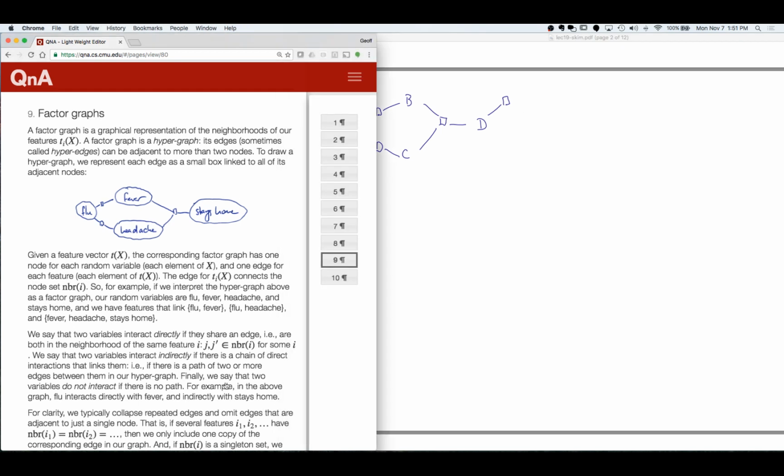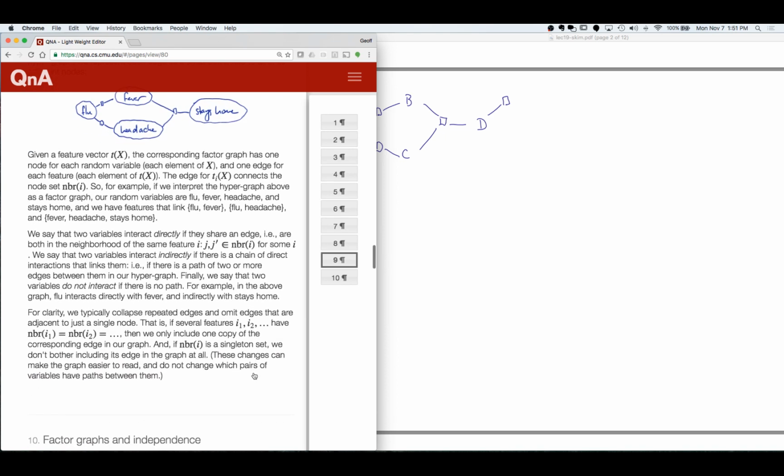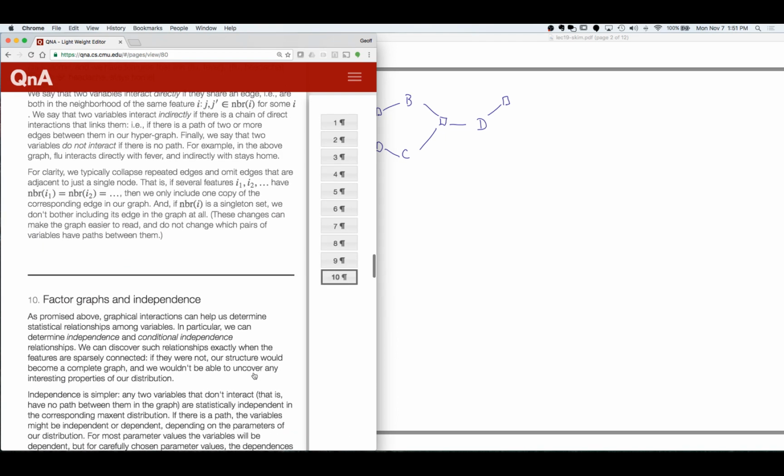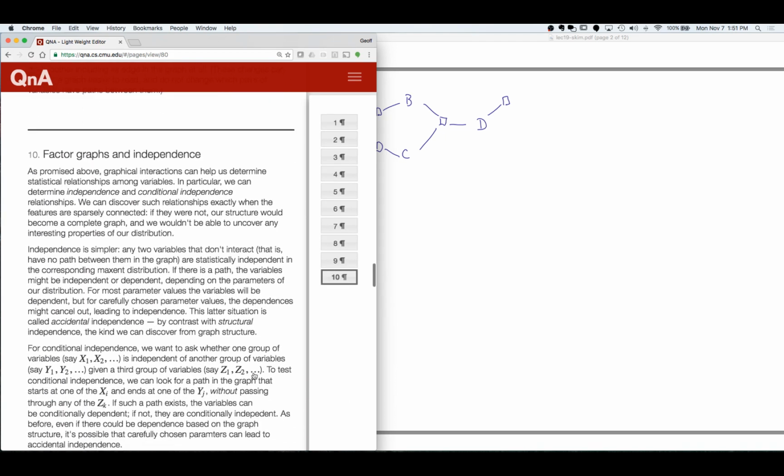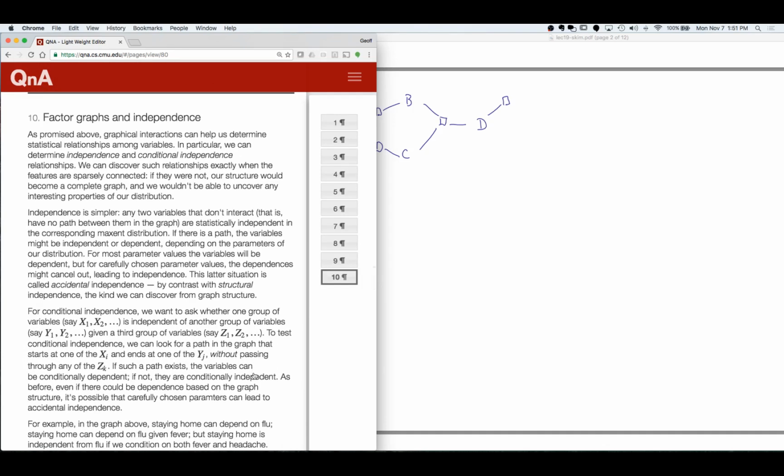All right, so why do we do that? Why do we draw a factor graph to represent the relationships among our features in our maxent model? The answer is that it can help us answer properties about the distribution that we're fitting. And those properties are ones that we can then take advantage of when we're trying to get intuition for how to set up our statistical model.